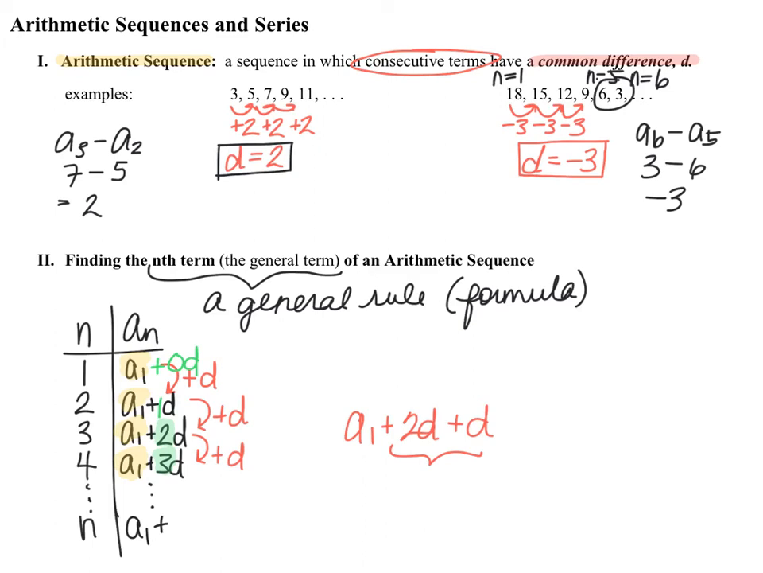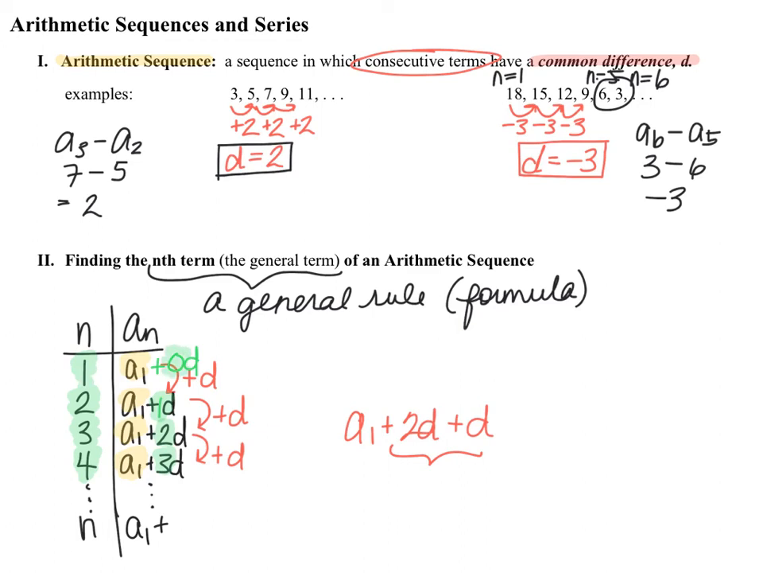So the question is, how does the number in front of d, or the coefficient of d, relate to the value of n? When n equals 4, we added 3d. When n was equal to 3, we added 2d. When n was equal to 2, we added just 1d. And even for n equals 1, we added 0d.